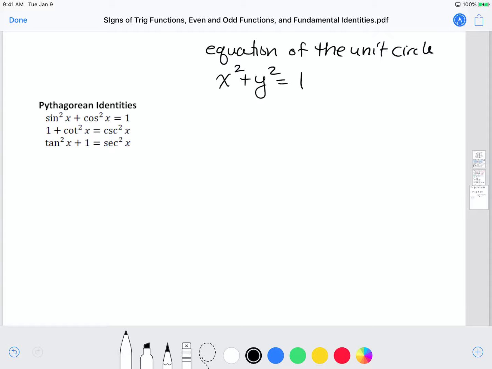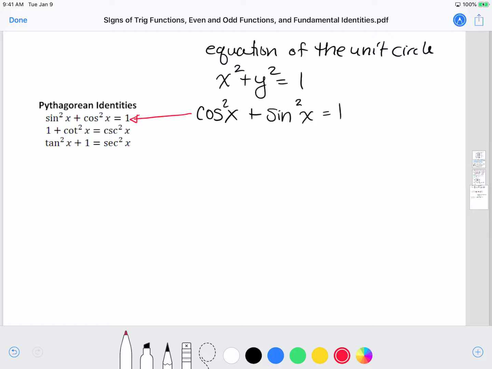But when we're looking at the unit circle, we know that the x-coordinate on the circle is equivalent to the value of cosine. So I'm going to replace x squared with cosine squared x. And I know that on the unit circle, my y-coordinate is equivalent to the sine value. So I'm going to replace y squared with sine squared x. And that's equal to 1. And that is where this identity comes from. It's derived directly from the equation of the unit circle.